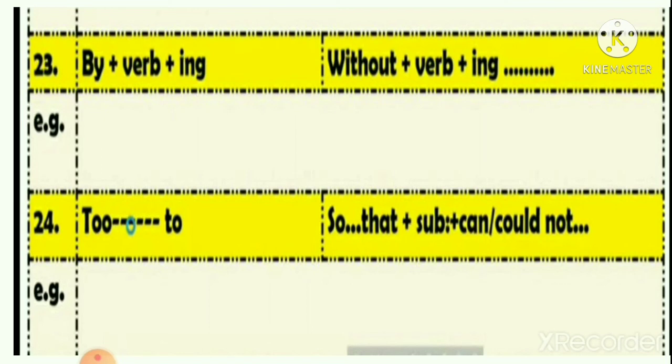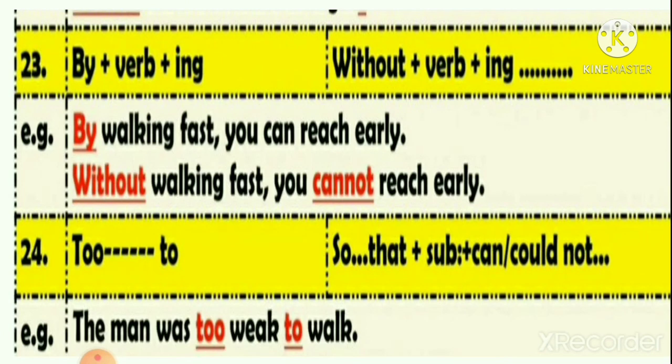Okay, if the sentence uses "by" plus verb plus "ing", we can change it into "without" plus verb plus "ing". And "too" plus adjective plus "to" plus verb: the negative will be "so" plus adjective plus subject plus "cannot" or "could not". Okay, we see some examples. By walking fast you can reach early, so the negative will be: without walking fast you cannot reach early.